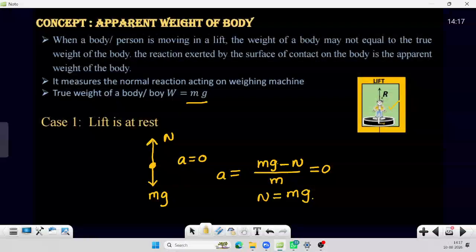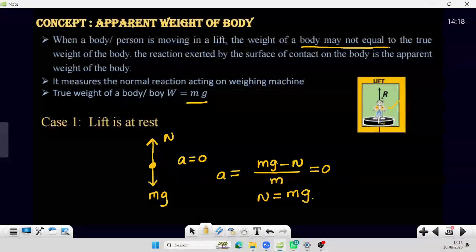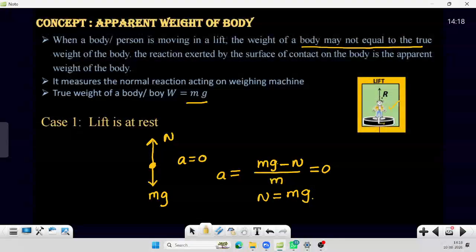The normal reaction is equal to how much now? It is m into g. When a body or a person is moving in a lift, the weight of the body may not be equal to the true weight of the body when he is inside the lift. So that extra weight or maybe less weight is called the apparent weight.